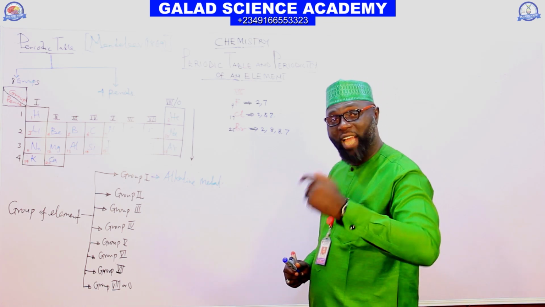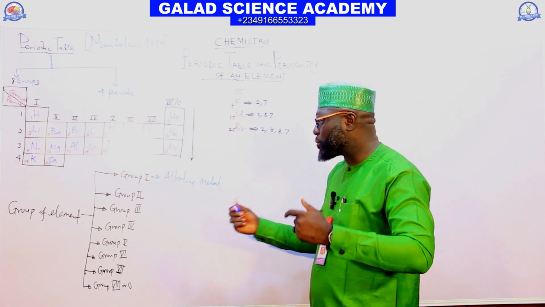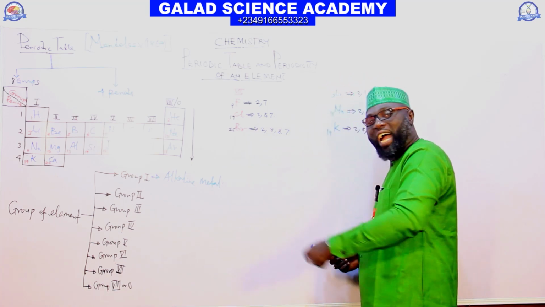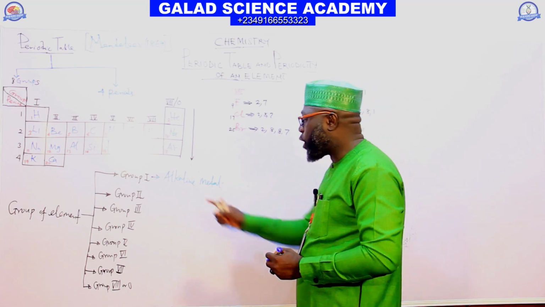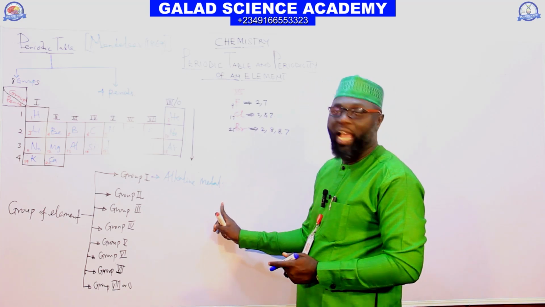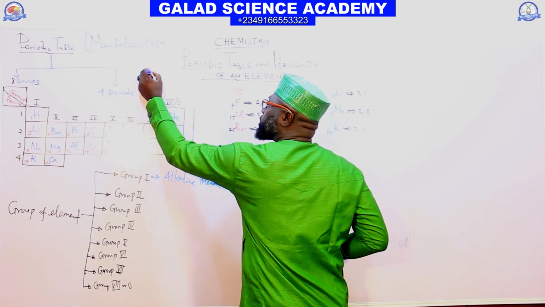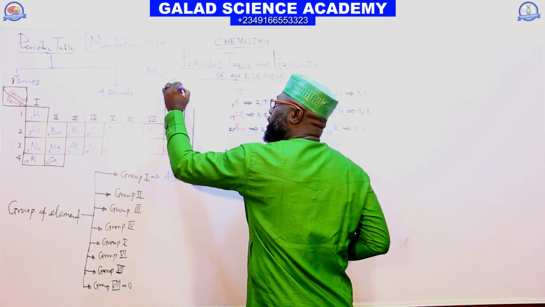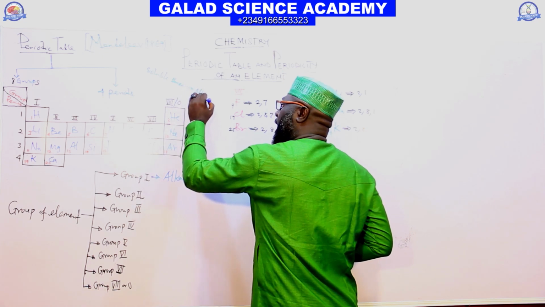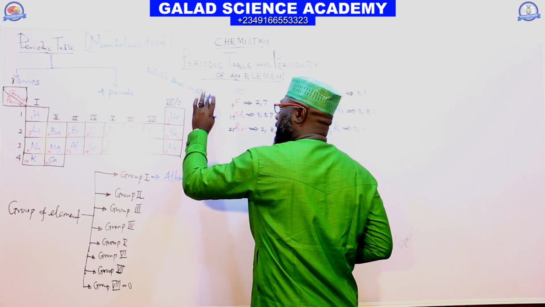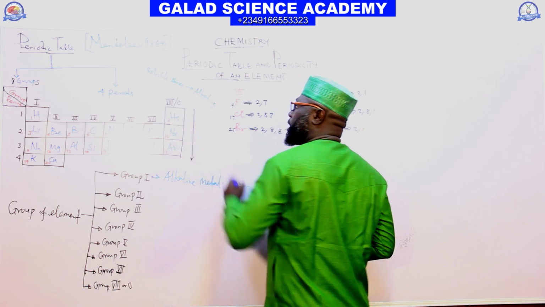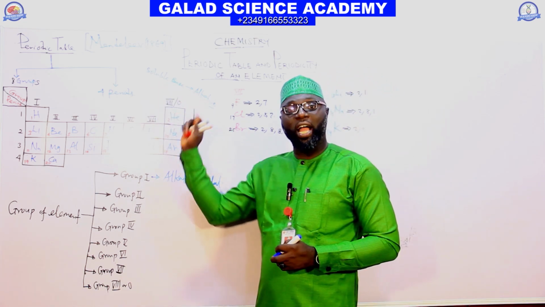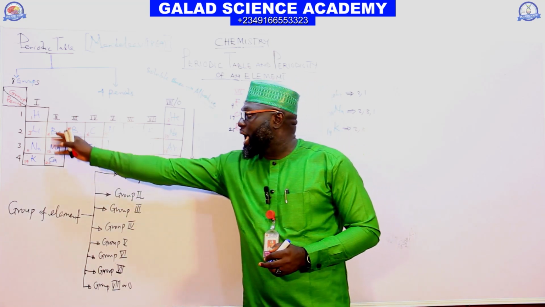When they react with oxygen, they form basic oxide. When their basic oxide now reacts with what? With water, they will form soluble base. And another name for soluble base is called what? Alkali. So any base that can dissolve in water is called what? Alkali.